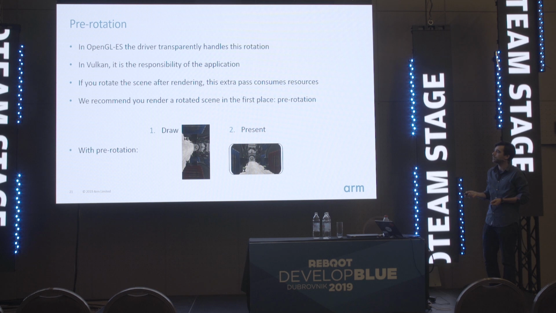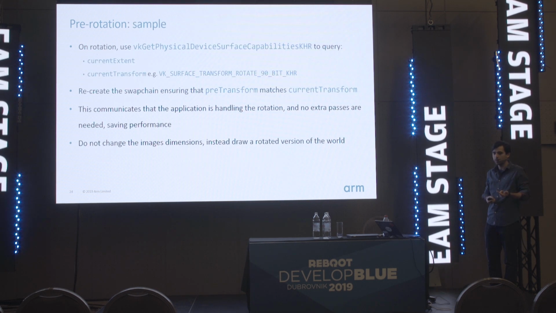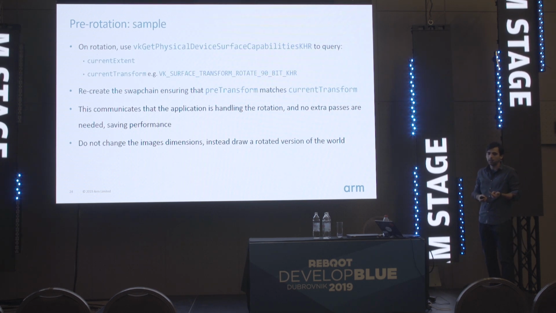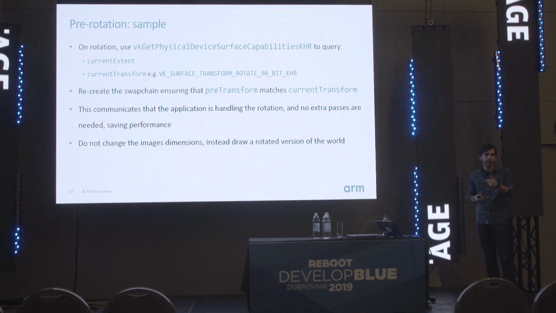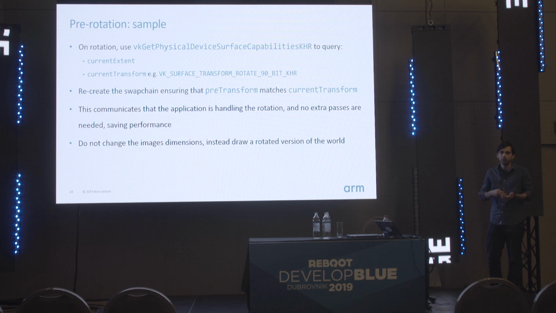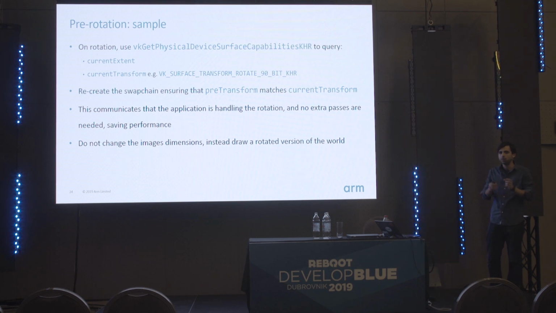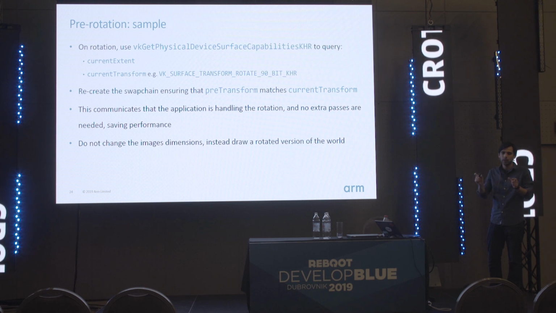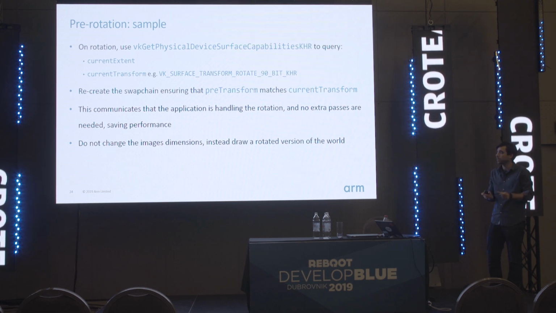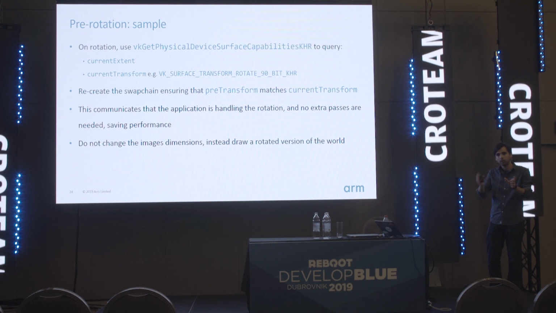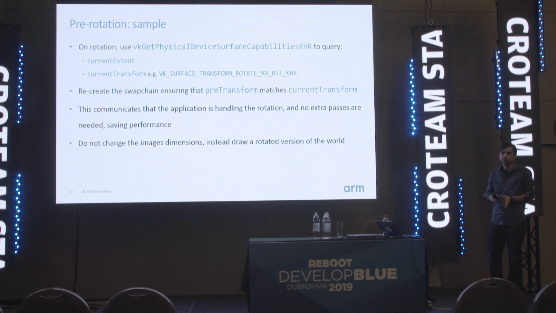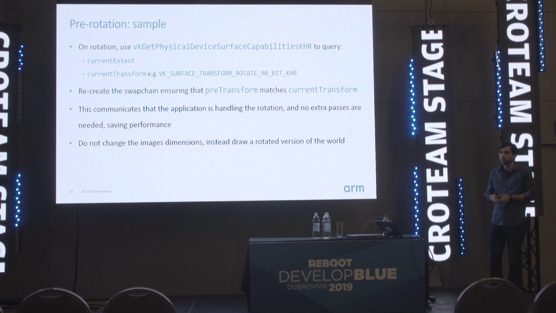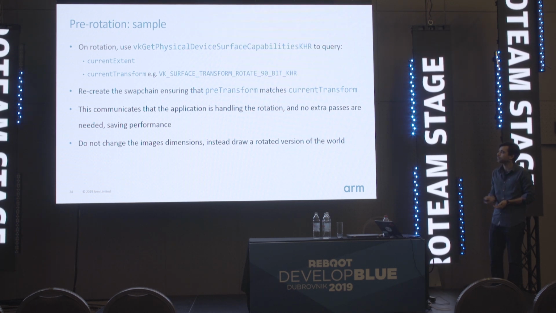And in the code, it is a matter of monitoring the orientation of the surface. And it is also, when you are acquiring a new image, you can detect a swap chain out of date error. And when you recreate the swap chain, then you just need to ensure that the pre-transform value in the swap chain matches the current transform value of the surface. If you do this, you are communicating to the compositor or presentation engine that the application is taking care of the change in rotation, in orientation, and nothing further is needed.